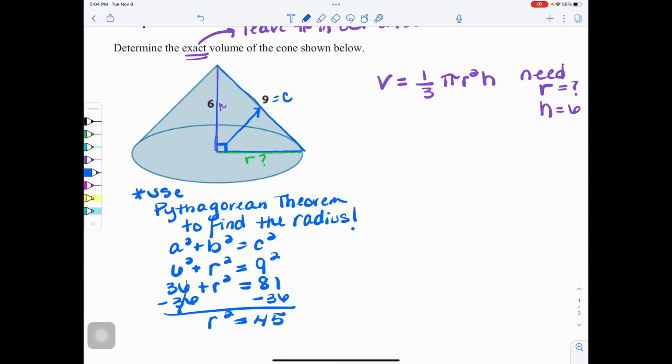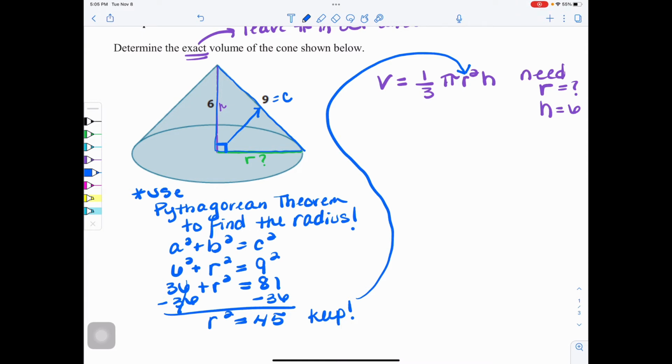Now, when we did Pythagorean theorem, we know to take it a step further, we'd actually have to find the square root of r squared and 45 in order to get the actual radius. I'm going to say, let's actually keep this. And why do I want to keep this? Because if I go back and look, I'm going to have to take r and square it anyways, correct?